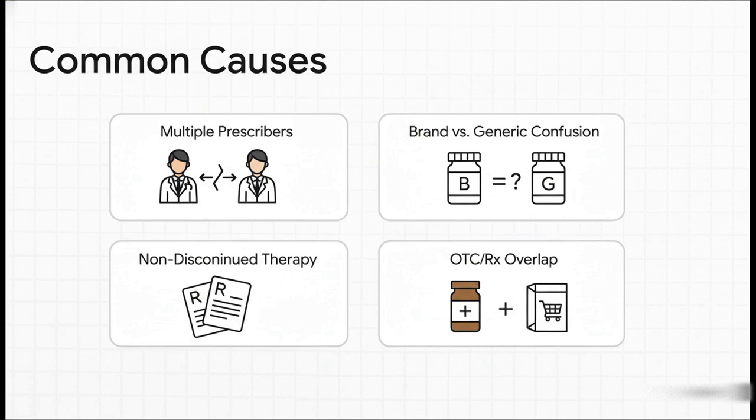And a huge one is overlap with over-the-counter stuff. A patient grabs some Aleve for a headache, not realizing the prescription anti-inflammatory they're already taking is basically a superpowered version of the same thing.